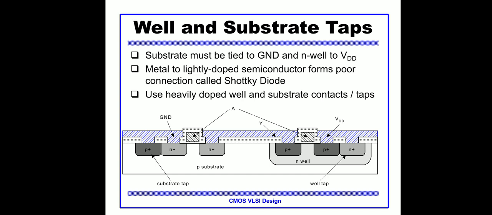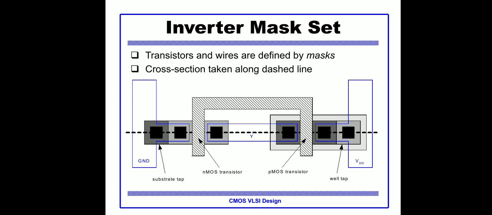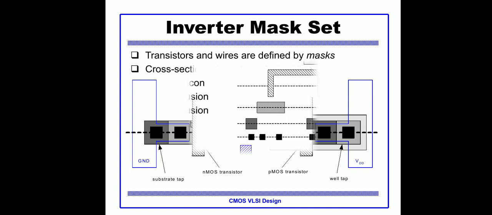The P-well and substrate taps: the substrate must be tied to ground and the N-well to VDD. Here a metal to lightly doped semiconductor contact forms a poor connection, which we call a Schottky diode, so it uses heavily doped well and substrate contact steps. In the inverter mask set, the concentration will have impurities applied as crystals. This can be chosen in silicon, a clean and high quality semiconductor, and we call it a mask. It has a cross section which is taken along this dashed line.